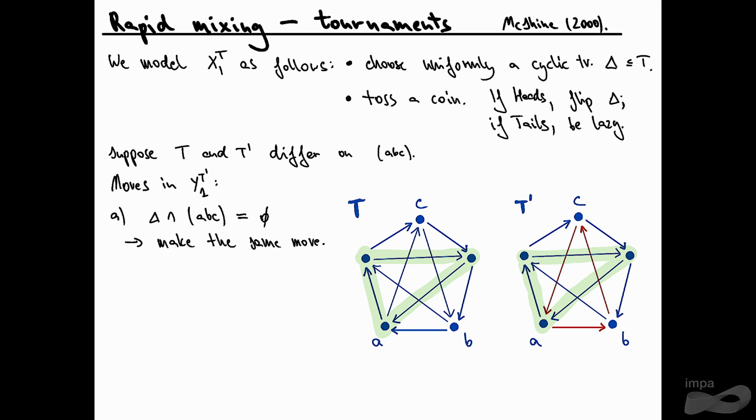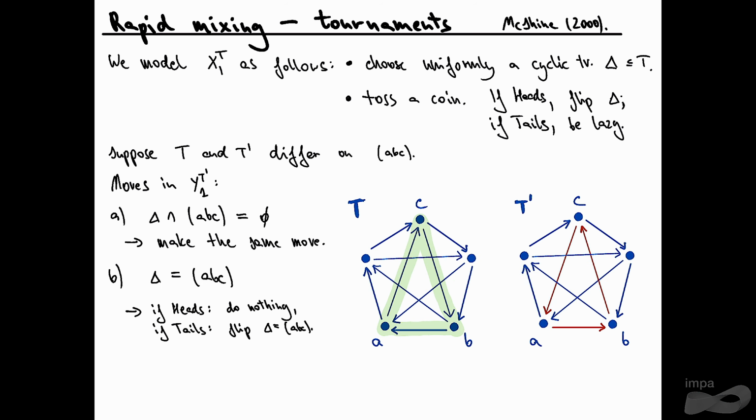Okay, so we differ on ABC. So let's consider cases with respect to ABC. If the sampled triangle is disjoint from ABC, then it must also happen in T prime. So you switch the same triangle on both sides, and you are still at distance 1, because you still differ at ABC. Okay, this is good.